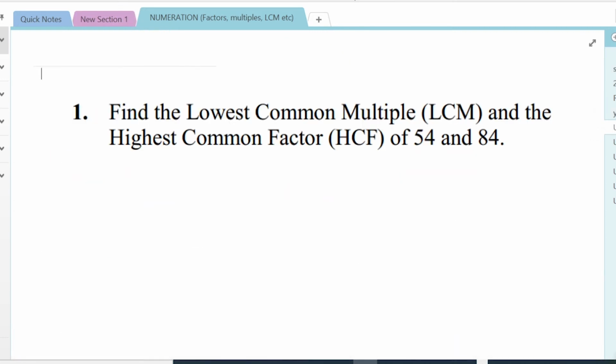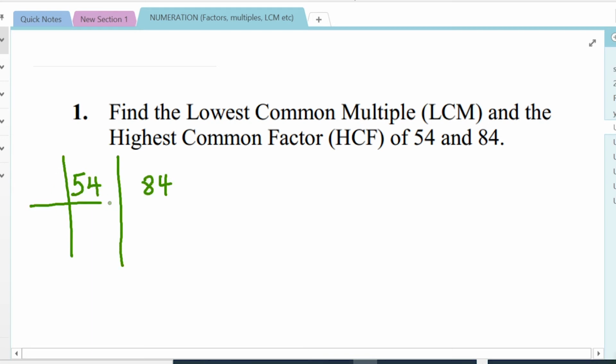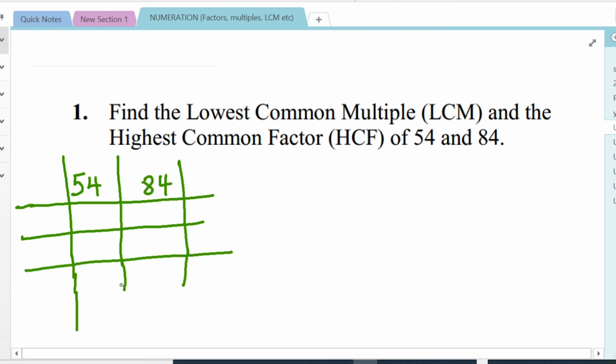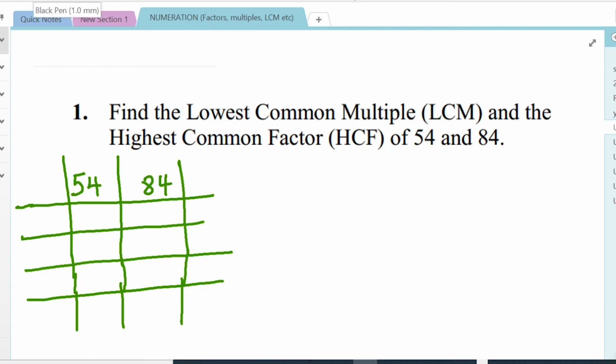So moving on to this one, find the lowest common multiple and the highest common factor of 54 and 84. So again, this is 54, that is 84, like that. We factorize them together like that. So we shall begin by factorizing them. We begin with common factors, like prime numbers or something like that. So we begin by 2. If I put 54 divided by 2, what do I have?